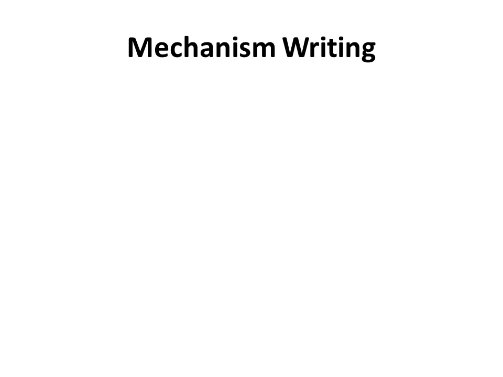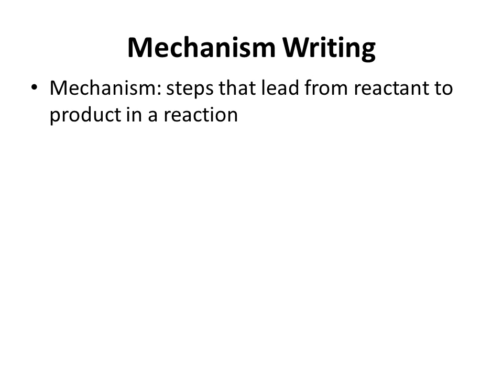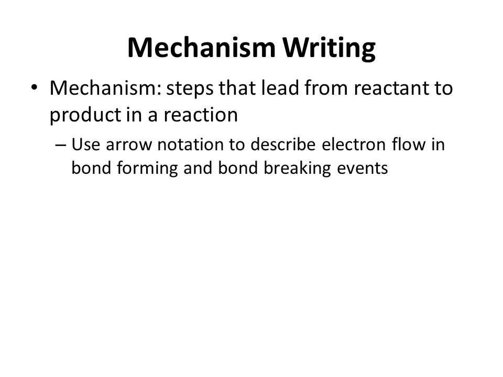Now we come to mechanism writing. What is a mechanism? It's a story, it's a narrative, it's a description of how reactants become products. They are the steps that lead from reactant to product in a reaction. We use arrow notation to describe electron flow in bond forming and bond breaking events.